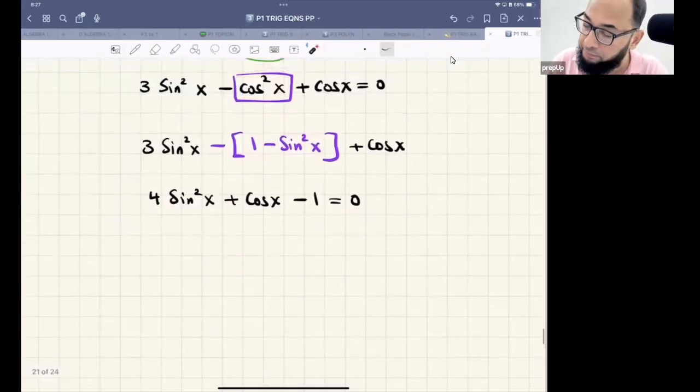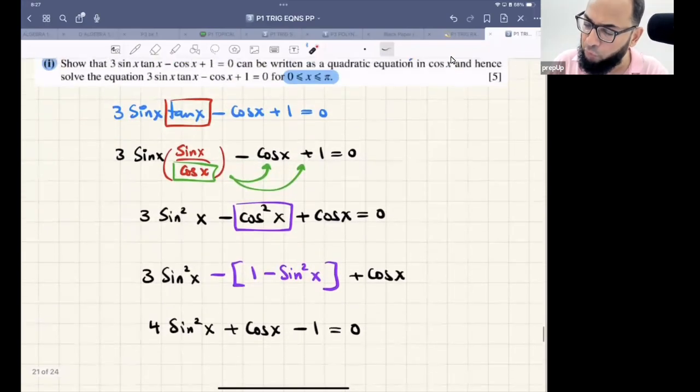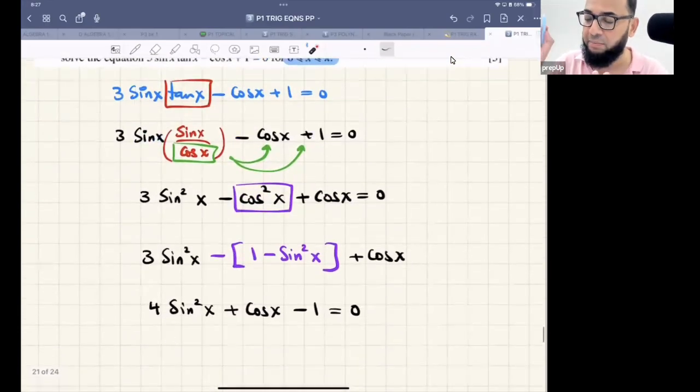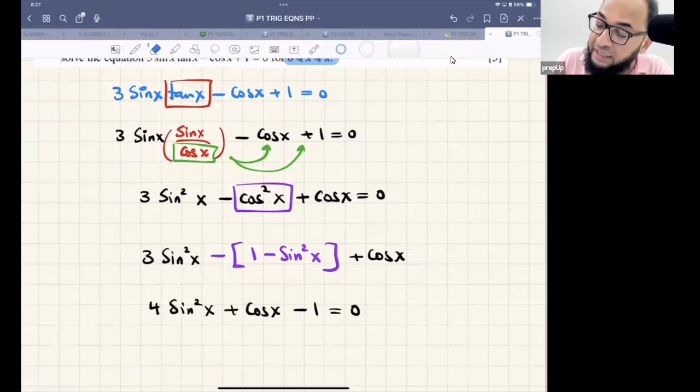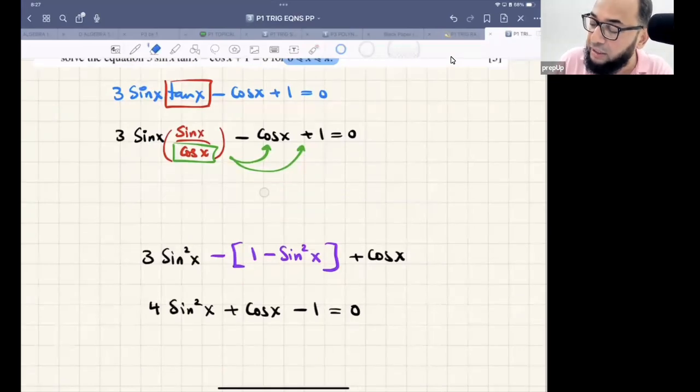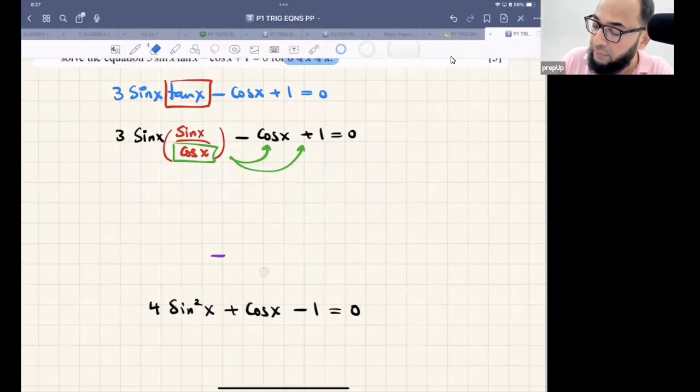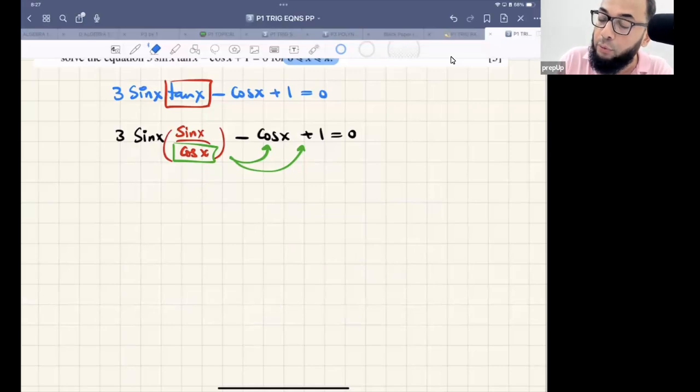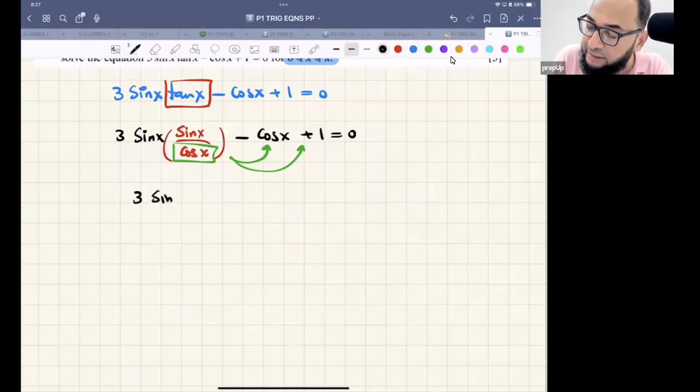We want it in terms of cosine. My bad. We don't need to change this. I got a little bit carried away. So now this is 4, 3 sine square x, and this is minus cosine square x plus cosine x equals 0.